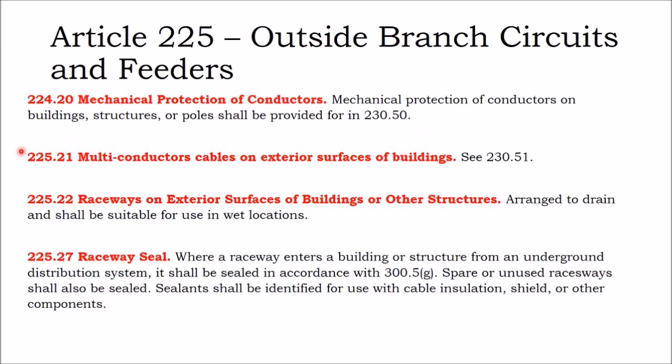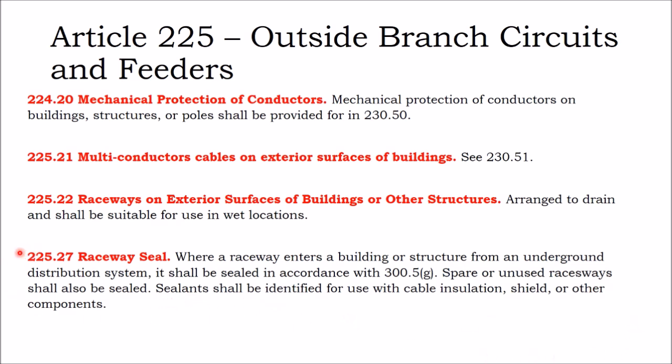So there's certain rules for multi-conductor cables on exteriors of building surfaces, for raceways. The main thing is your raceways need to be arranged to drain, and they need to be suitable for wet conditions. And then we have a raceway seal requirement. It says whenever a raceway enters a building or structure from underground, it should be sealed in accordance with a section we haven't gotten to yet. Spare or unused raceways should also be sealed, and sealant should be identified for use.